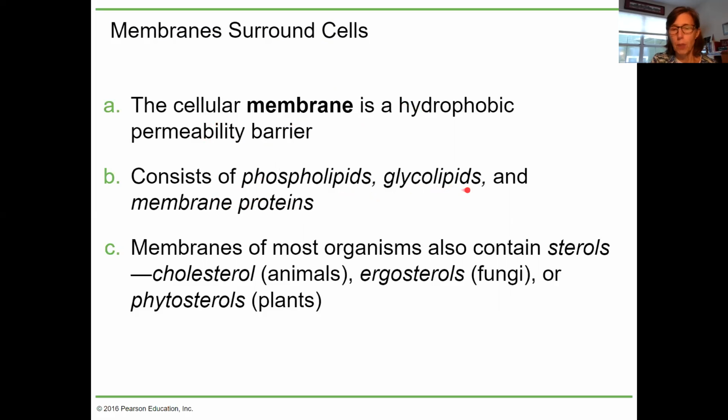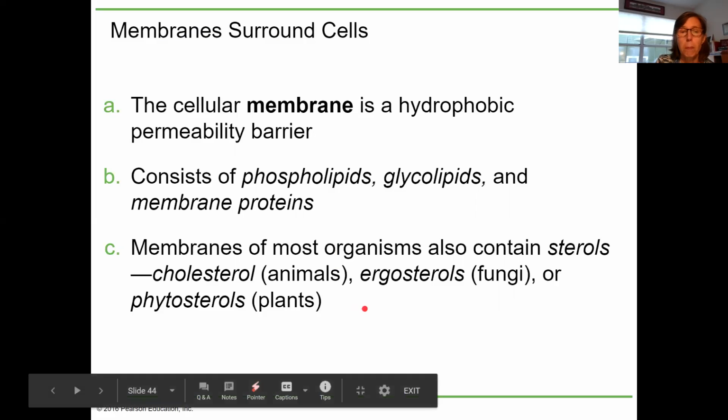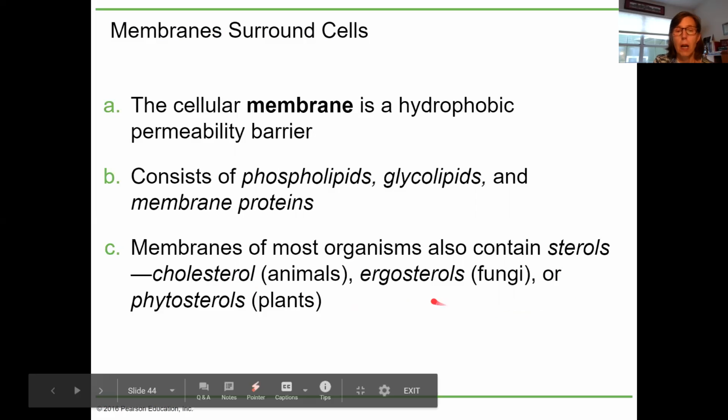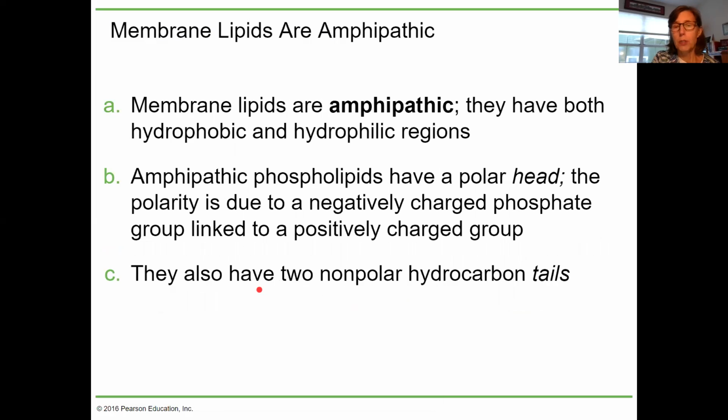Glycolipids, which is like a membrane lipid, only with a carbohydrate attached. And membranes typically also contain proteins that can go through the membrane. They also contain hydrophobic molecules, cholesterol, which is a steroid, and this is what we see in animals. In fungi and plants, there are some other molecules, but cholesterol is an important component of biological membranes. The lipids are amphipathic, in that they have hydrophobic and hydrophilic regions.